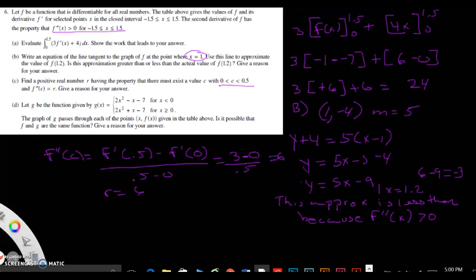Okay, part D. Let g be the function given by g of x equals 2x squared minus x minus 7 for x less than 0, and 2x squared plus x minus 7 for x greater than or equal to 0. Now it says the graph of g passes through each of the points x comma f of x given in the table above. Is it possible that f and g are the same function? Give a reason for your answer. Okay, so part D.